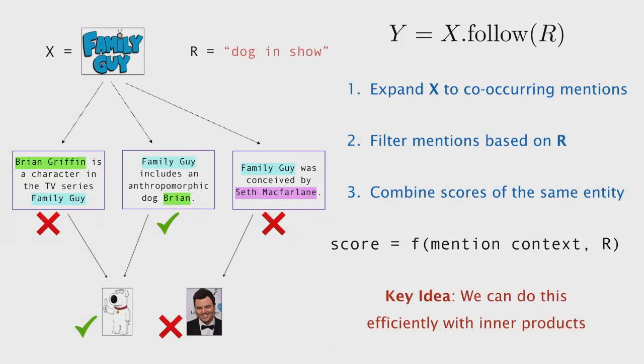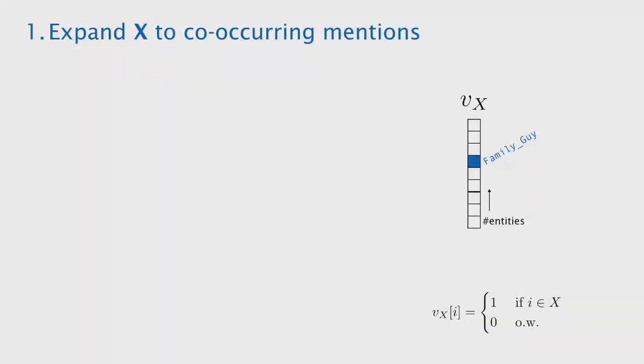Now, the key idea is that we can do all 3 of these steps very efficiently against a very large text corpus if we restrict our scoring function to be an inner product. So how do we do that? So let's start with step 1, expanding the set of entities X to their co-occurring mentions.